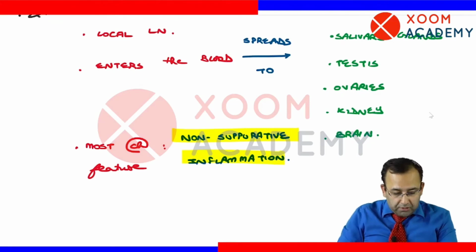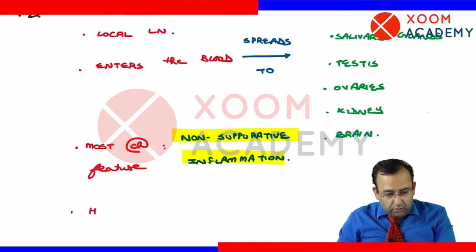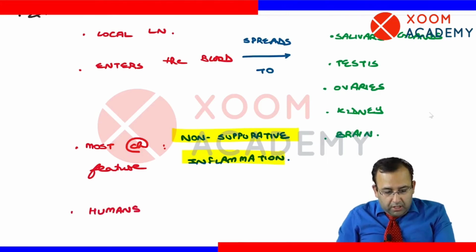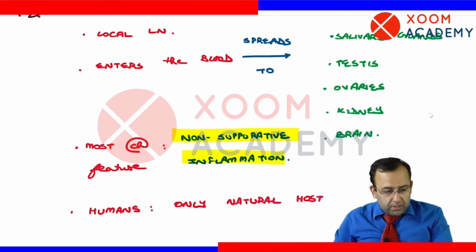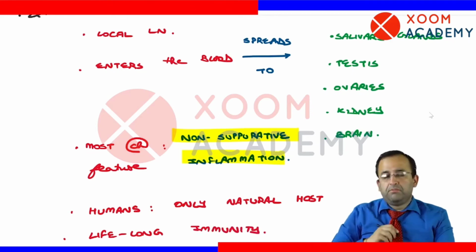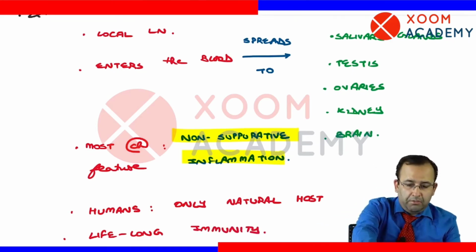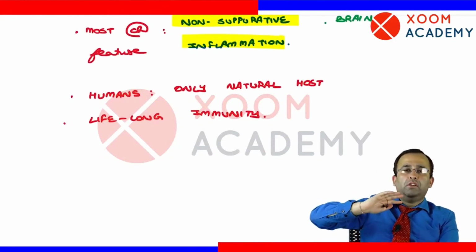Next point, humans are the only natural host. They are the only natural host, and mumps, if it occurs, is associated with lifelong immunity. Once mumps occurs in childhood, it is associated with lifelong immunity.